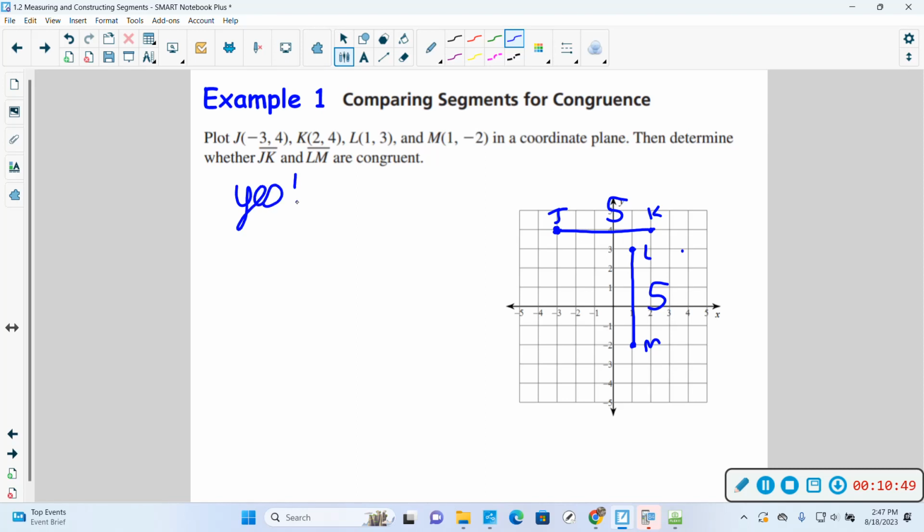Now, I'm going to get fancy because I feel like being fancy. I'm going to say JK is congruent to LM. I'm going to go fancy style. Can you just say yes? Sure, you can just say yes. Just say they're congruent.